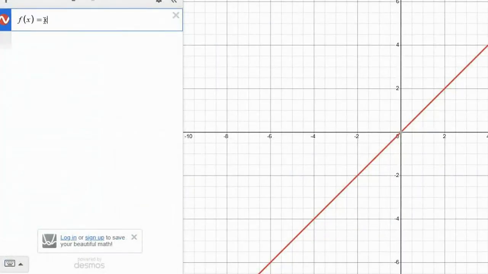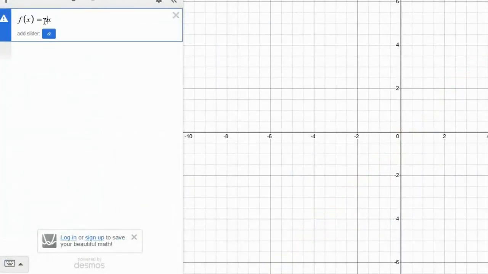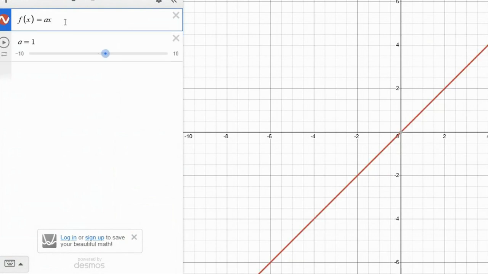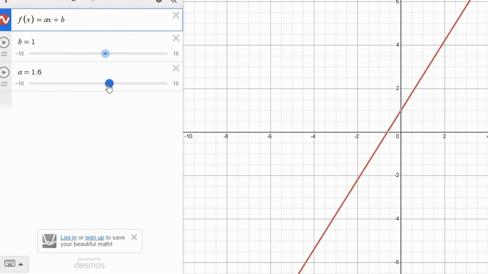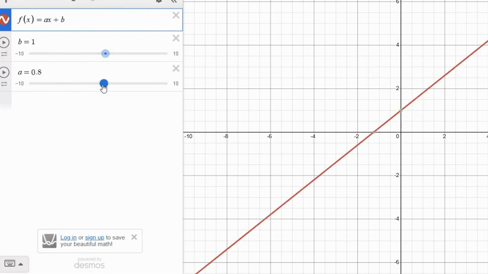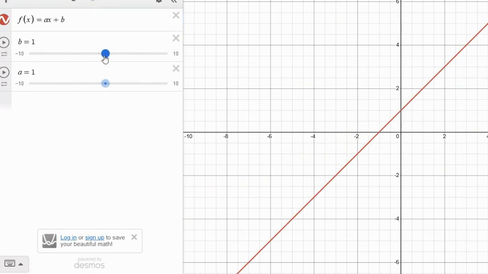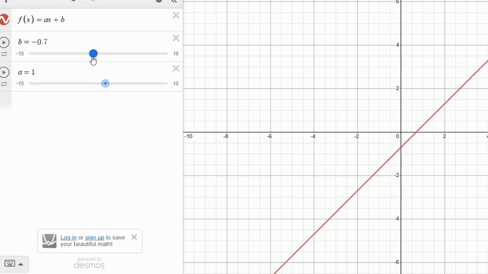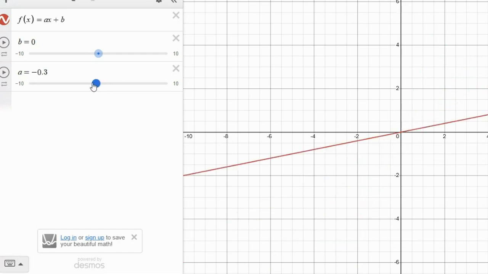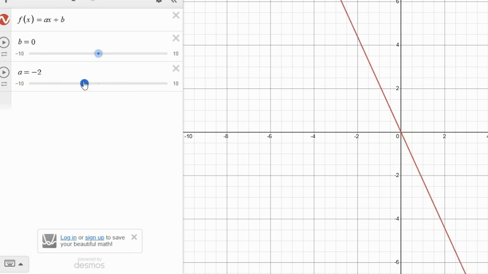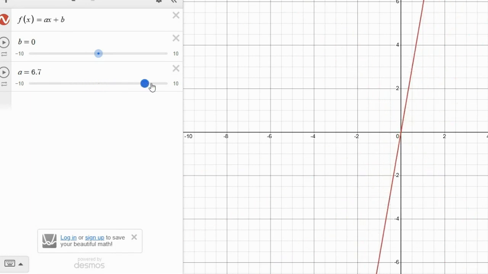Let's see, it'll let me have a slider for that too. Ax plus b, and I can have a slider. If we change the a, it changes the slope. Now it's no longer the basic graph. Let's see if I put that at 0. So there is the basic graph. If it becomes anything besides 1, it changes the slope. If it's a negative number, it goes down. It can get really, really steep, in either direction.